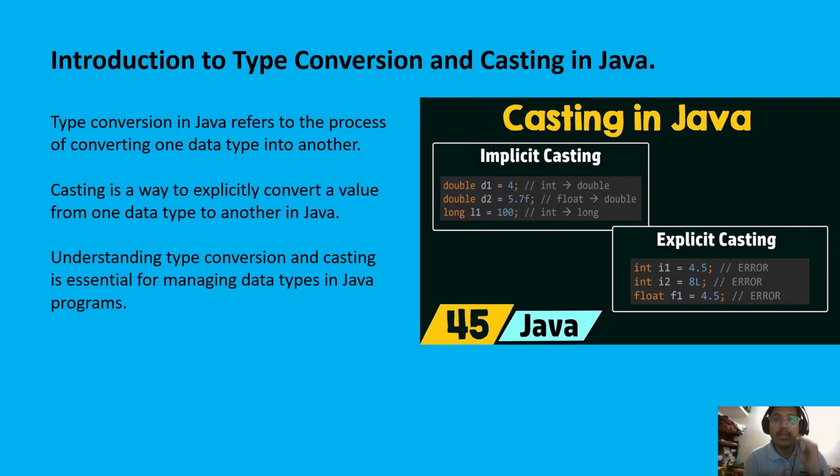Type conversion basically refers to the process of converting one data type into another. Casting is a way of explicitly converting a value from one data type to another in Java. Why is it essential? Because it is essential for managing data types in Java programs, and when we are writing it, we should be very careful about it. In Java casting, we have two types of casting, which are implicit and explicit. You can see some examples here. Implicit gives the correct result, and explicit we are getting errors. We'll see why it is like that in the coming slides.